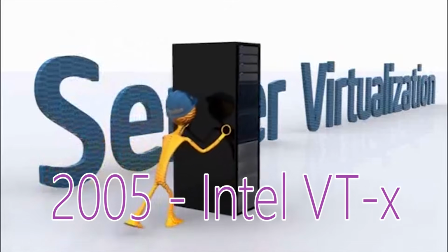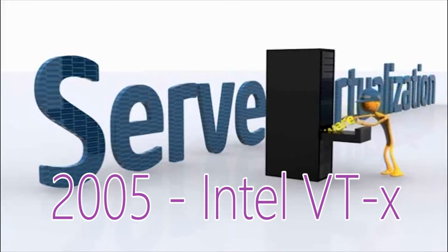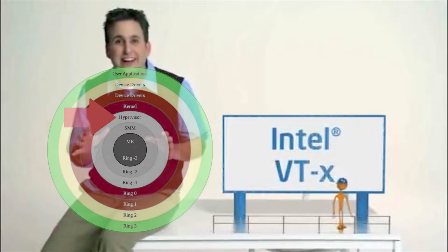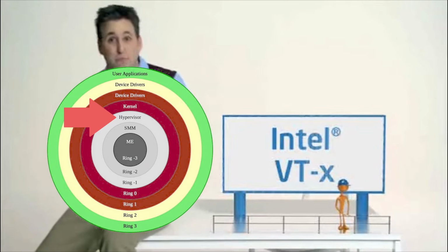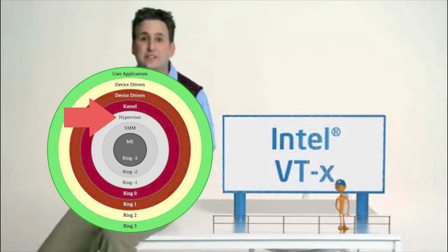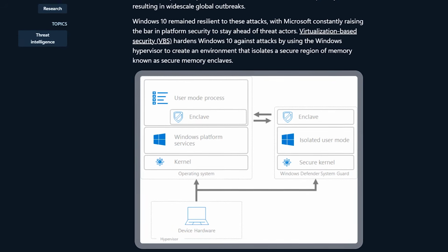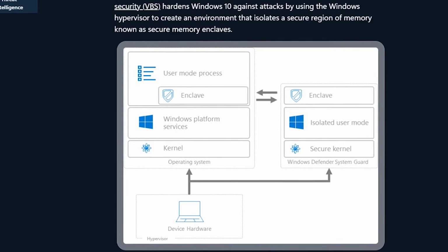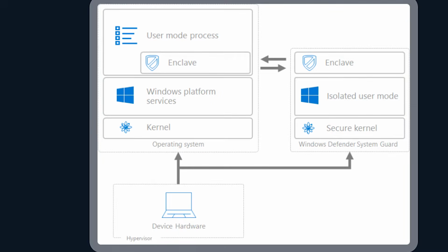In 2005, with the Intel VT-x, yet another ring was forged, which, from a security perspective, sits between ring 0 and the SMM. Starting in 2008, Microsoft began using this new ring to create virtual machines with Hyper-V. With Windows 10, they finally started using it for protective measures by introducing Virtualization-Based Security, or VBS.